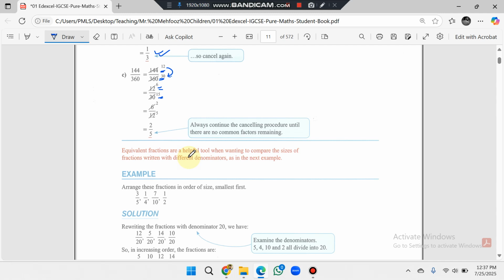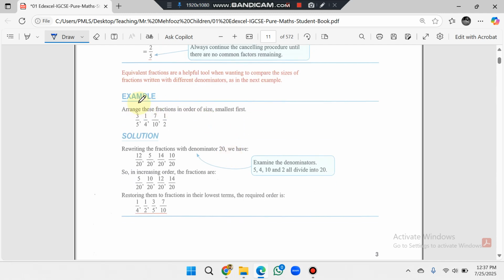Equivalent fractions are a helpful tool when wanting to compare the size of fractions written with different denominators, as in the next example. So here you can see that this is the example. Arrange these fractions in order of size, smallest fraction first and then onwards. So first of all we have been given 3 over 5, 1 over 4, 7 over 10 and 1 over 2.